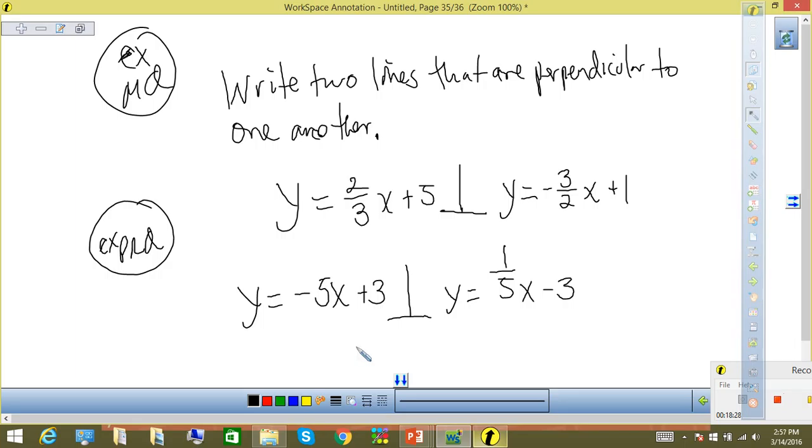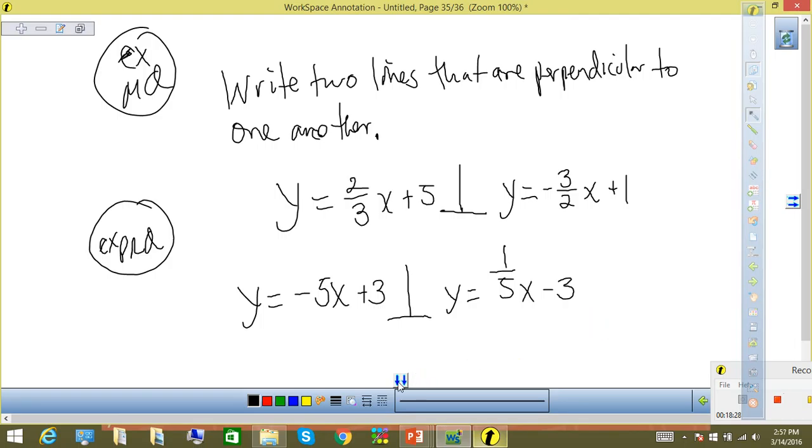That is correct. So what needs to be true? That the slopes are reciprocal inverse. So what is the reciprocal of 5? 1/5. What is the inverse of a negative? Positive, and the y-intercept doesn't matter.